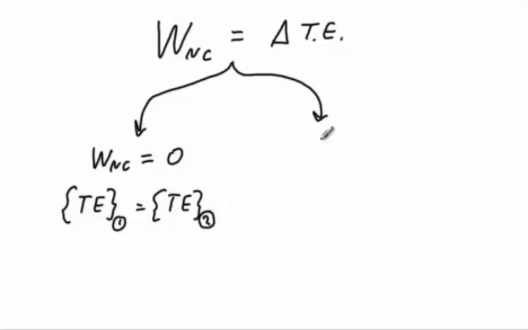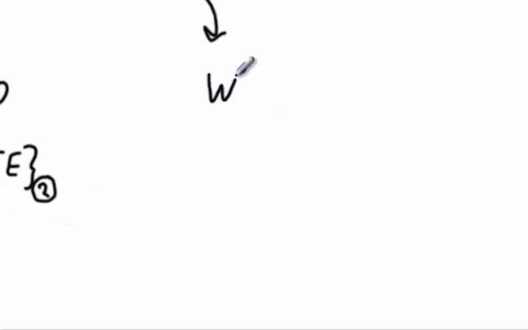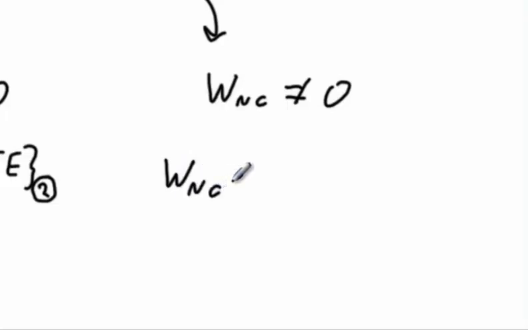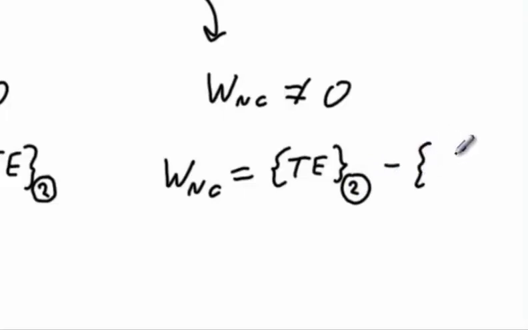On the other hand, for those problems in which there is work due to a non-conservative force, work non-conservative isn't 0, in that case we simply have to solve the formula as given. We need to write an expression for the non-conservative work. If it's friction, the non-conservative work is usually negative, but not always, and then set this equal to the change in total energy. Change in is always, as we remember, after minus before, so in this case we'll set it as the total energy at moment 2 minus the total energy at moment 1.